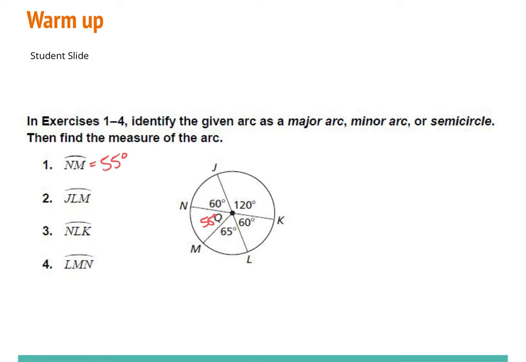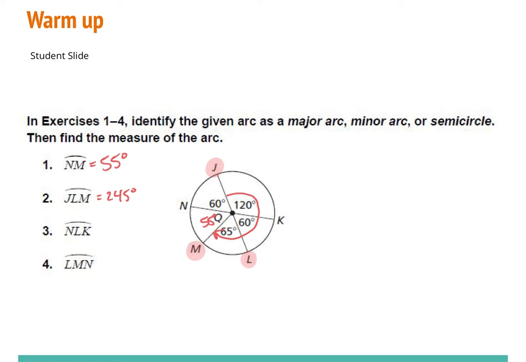What's JLM? Christina? 245. How'd you get it? I added 160 plus 65. Good. We need to go this way, guys. Do you guys see why? Because we have to go from J to L to M.